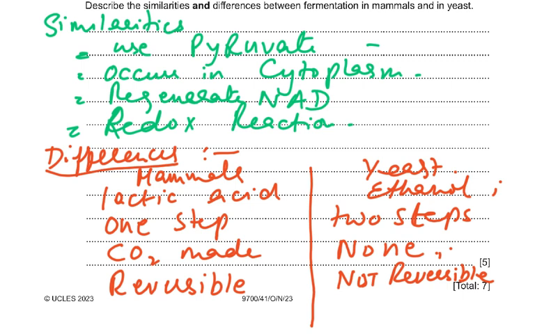So, quick recap, similarities: use pyruvate, occur in cytoplasm, regenerate NAD, redox reaction. Differences: I made a column, mammals and yeast. You can always do that. Nowhere does it say you cannot make a column. So, lactic acid in mammals, ethanol in yeast, 1 mark; one step, two step, second mark; CO2 made, not made, third mark; and then reversible and not reversible. So that completes this here.